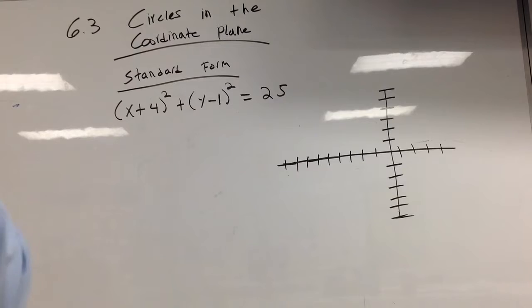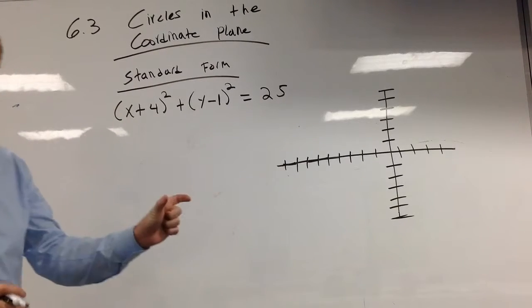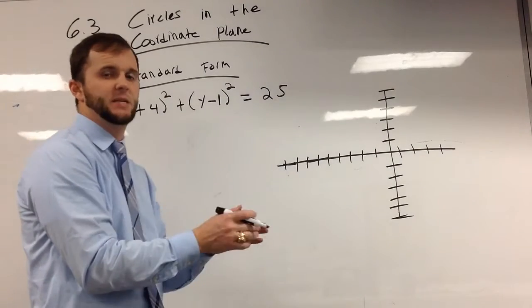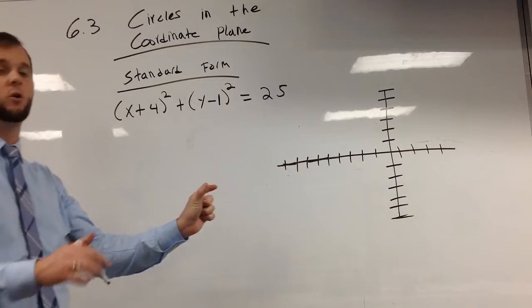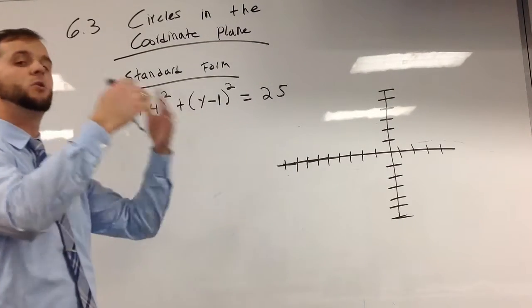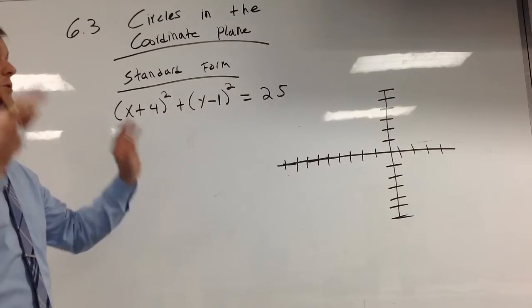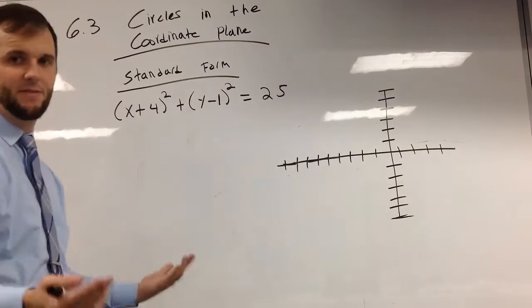Alright guys, so what I'm going to show you how to do next is, earlier I showed you how to take the center of the circle and the radius and put it in standard form. Then I showed you how to take the center of a circle, find the radius, and put it in standard form. Now I'm going to show you how to do everything backwards. So if you're given an equation in standard form, how would you graph that?